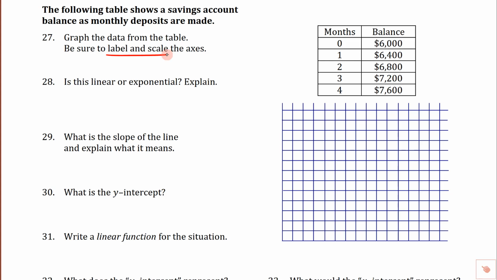The labeling is pretty easy because this is like the X and this is like the Y. So I'm going to put months over here, and then I'm going to put balance up here. So balance, and I'll just put a dollar sign right there. That's pretty easy. Now the scaling is another story because we've got some fairly small numbers on the x-axis and we've got some fairly large numbers on the y-axis. And this is going to start at 6,000 and then it's just got to go up from there. So we've got to make sure that we have room for everything.